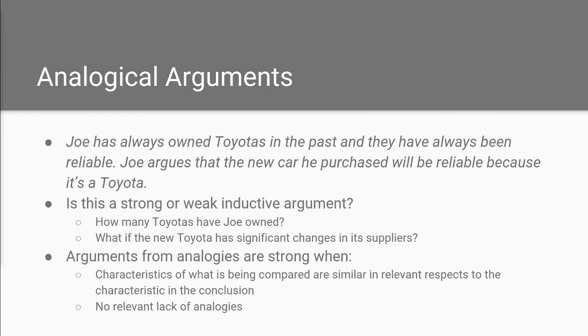Now, what if the new Toyota has significant changes in its suppliers? Maybe it's a different drivetrain from previous Toyotas, right? So that could also affect the argument, right? It can make the argument weaker. And the takeaway from this is that arguments from analogies are strong when characteristics of what's being compared are similar in relevant respects to the characteristic in the conclusion and no relevant lack of analogies.